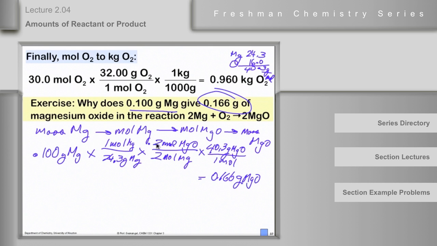So, all written out in one line. All you got to do is keep track of the units. Grams of magnesium cancel out. Moles of magnesium cancel out. Moles of magnesium oxide cancel out, and we get grams.